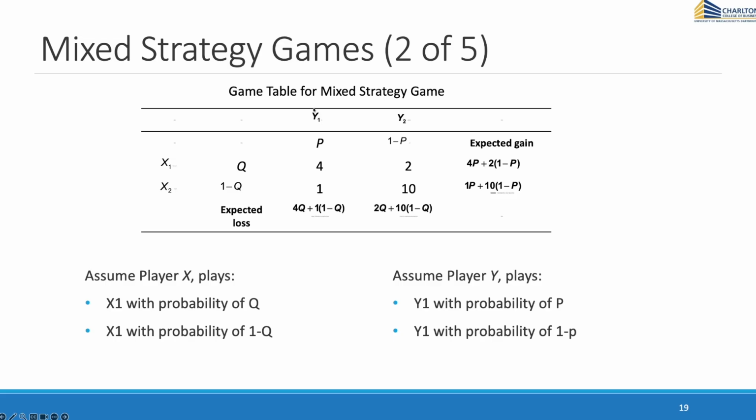If Y plays Y1, the expected loss would be 4 times Q plus 1 times 1 minus Q, because there is a Q% chance that X plays X1 and the loss would be 4 for player Y, and there is a 1 minus Q% chance that X will play X2, so the loss for player Y would be 1. Same thing, we can calculate the expected loss for player Y when playing Y2. That would be 2 times Q plus 10 times 1 minus Q.